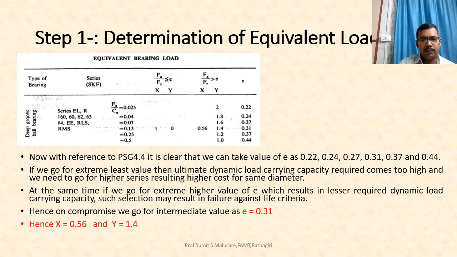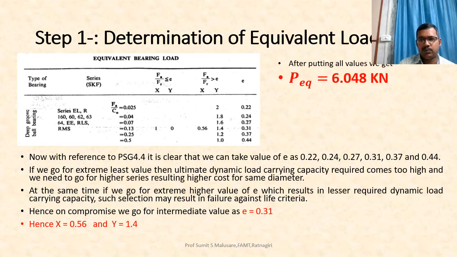If I consider the value of E equal to 0.31, then X is equal to 0.56 and Y is equal to 1.4. Now if I put those two values, I will get the value of P equivalent as 6.048 kilonewtons, as shown.